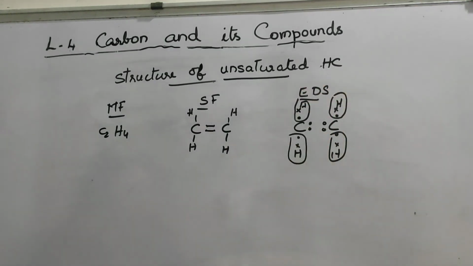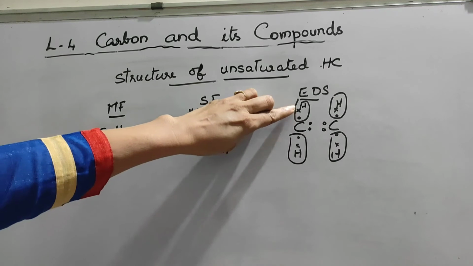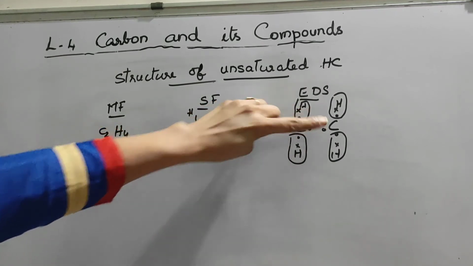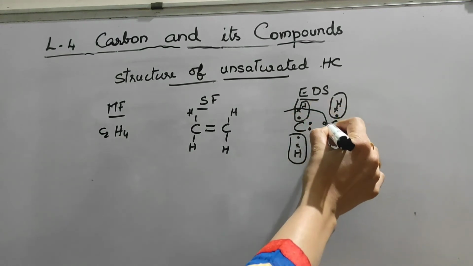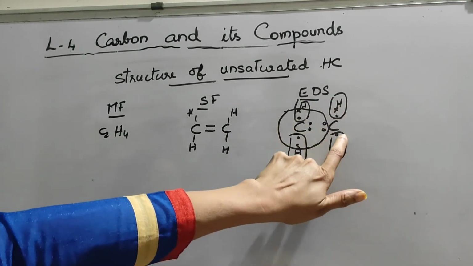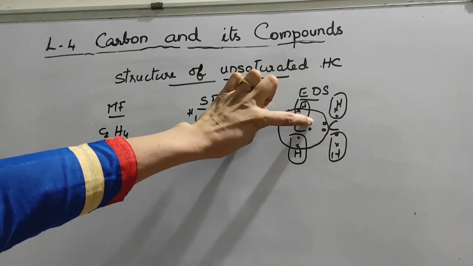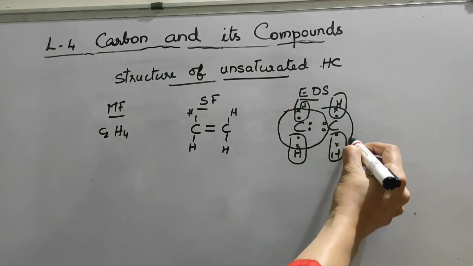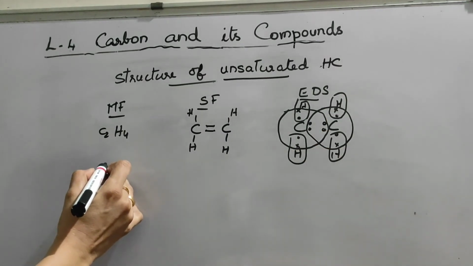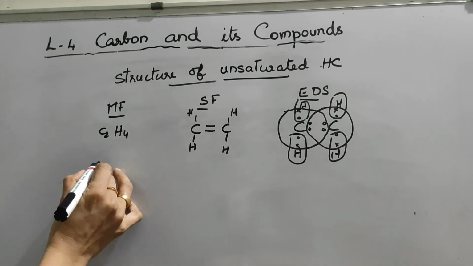Afterwards, carbon needs 8. Look at 1 2 3 4 5 6, then 7 8. Fill like this. Check the second carbon, 1 2 3 4 5 6 7 8. And the next member, which is the next member? Propene. Propene means 3 carbon.